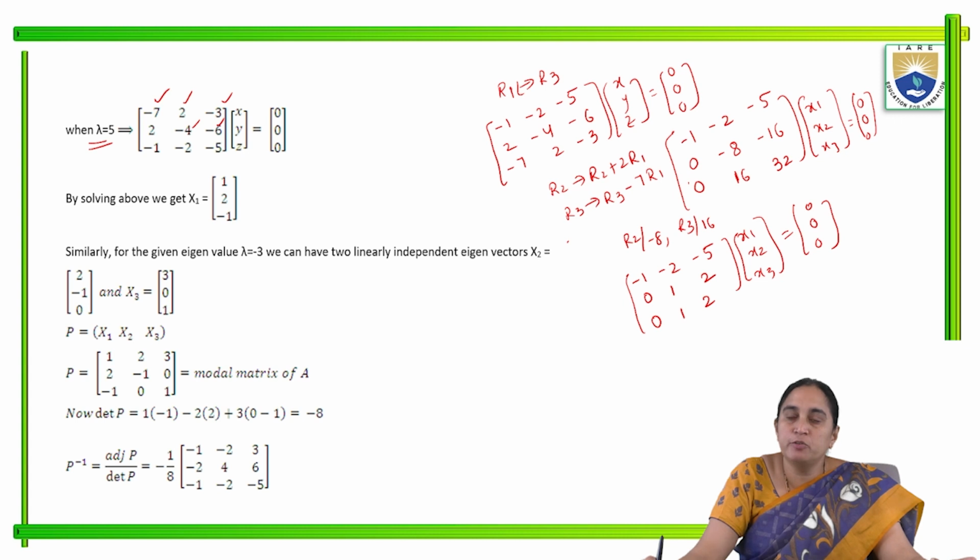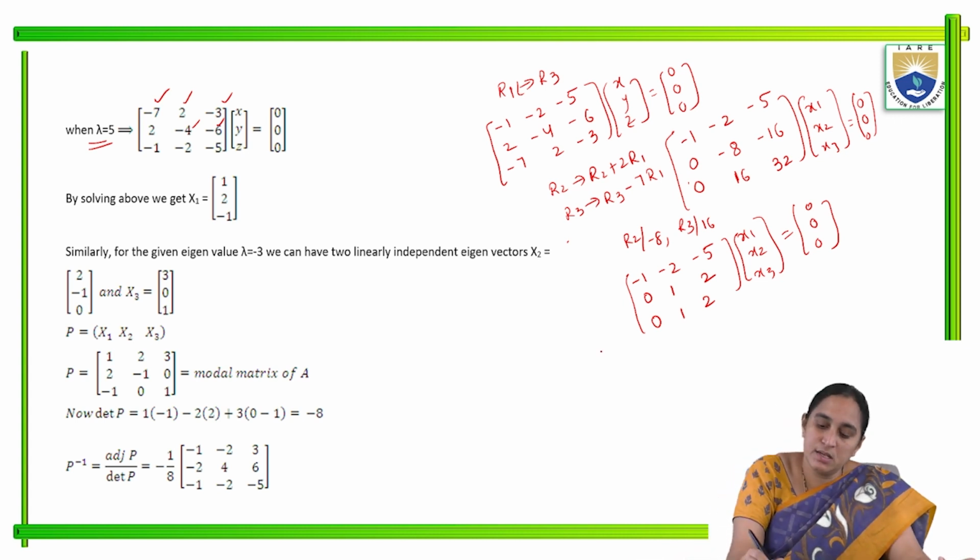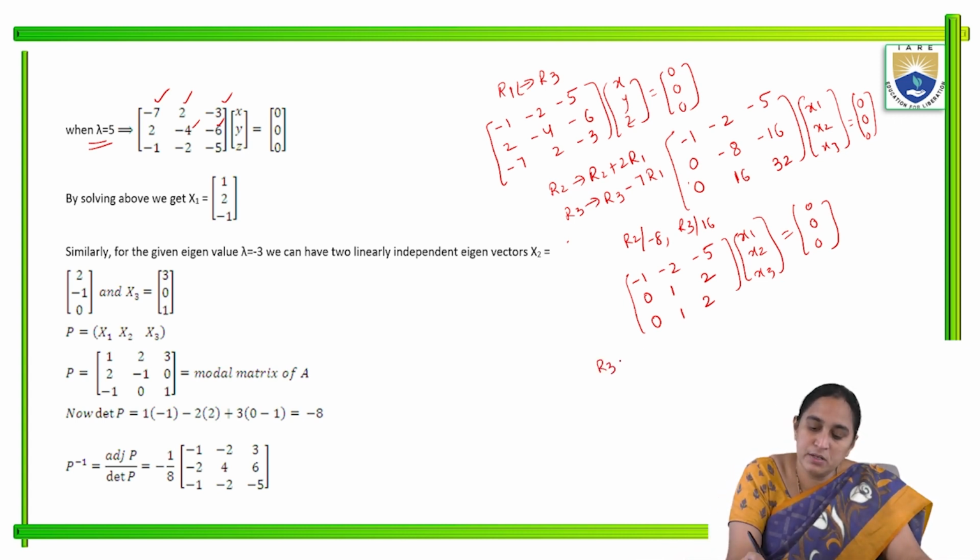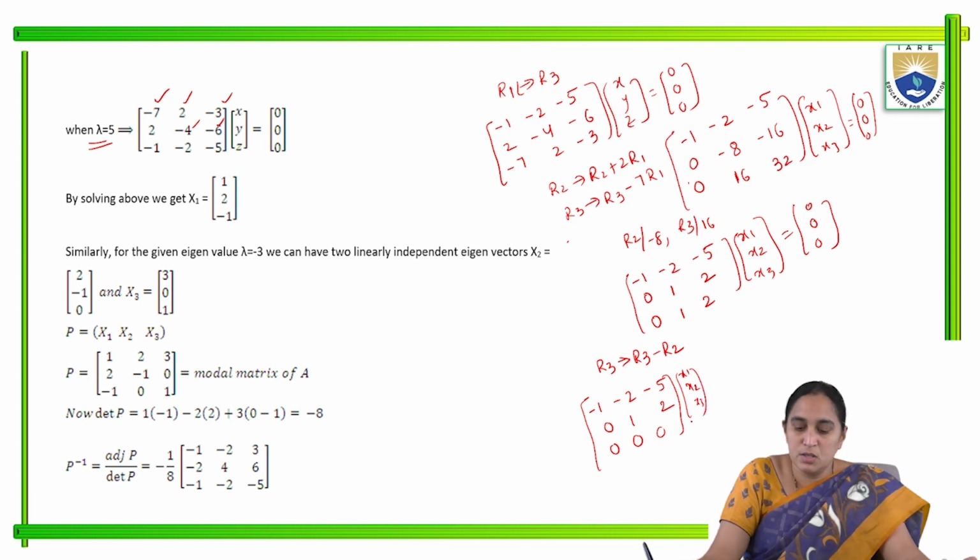Here, is there any possibility to make R3 zero? R3 can definitely be made zero with respect to R2. That means R3 tends to R3 minus R2. That is -1, -2, -5, 0, 1, 2, 0, 0, 0, into x1, x2, x3 is equal to 0, 0, 0. Now write it in equation form.